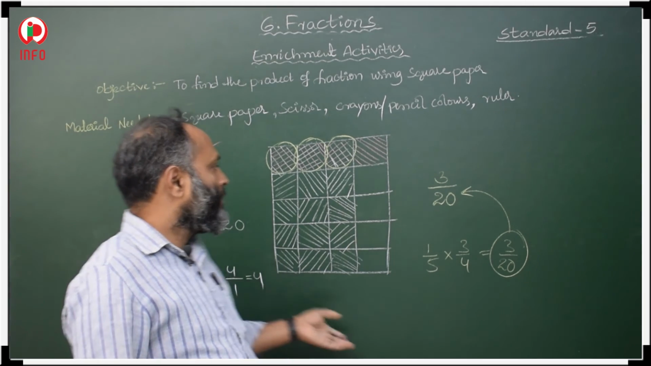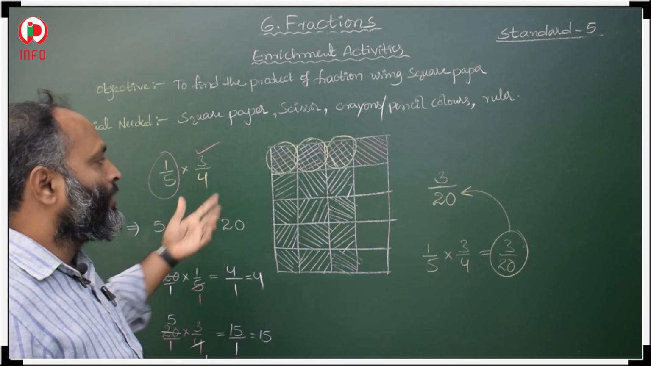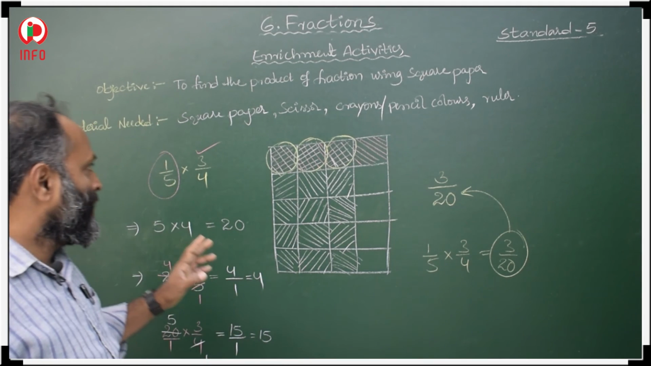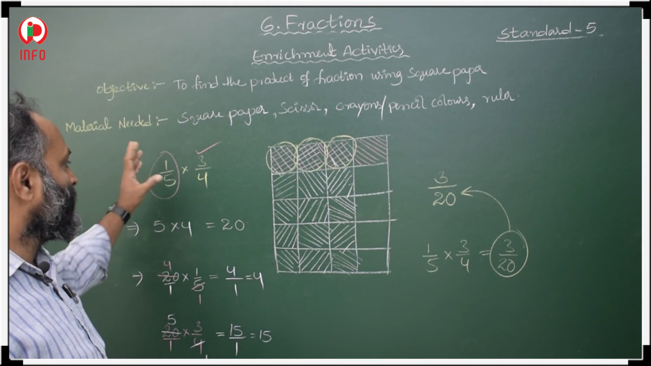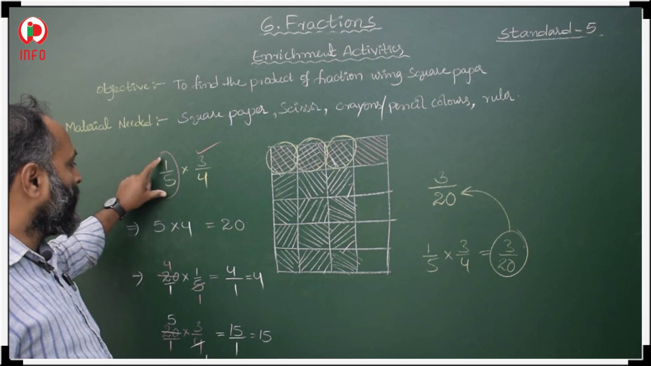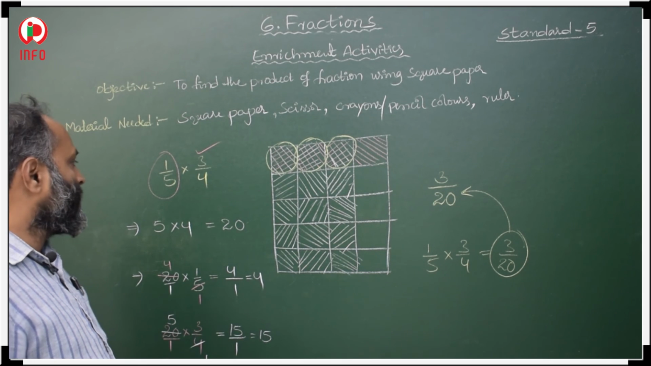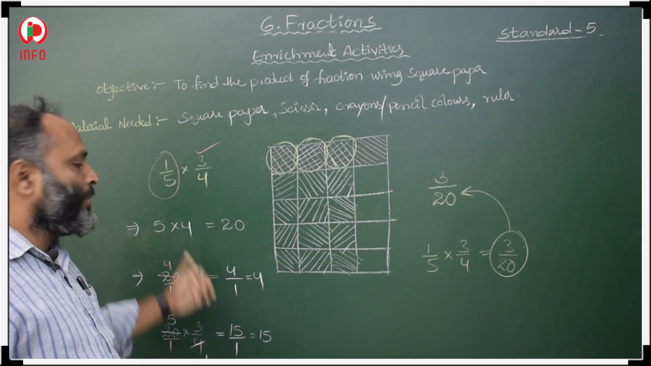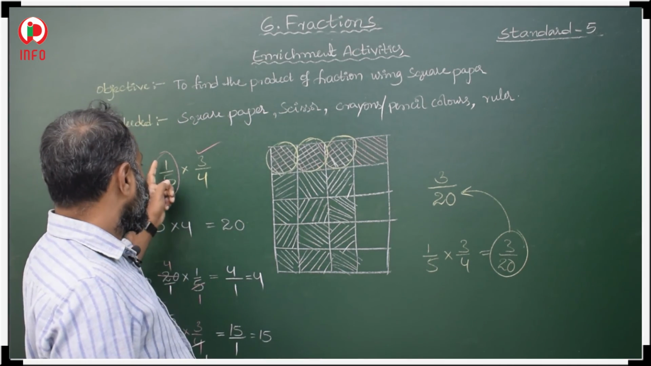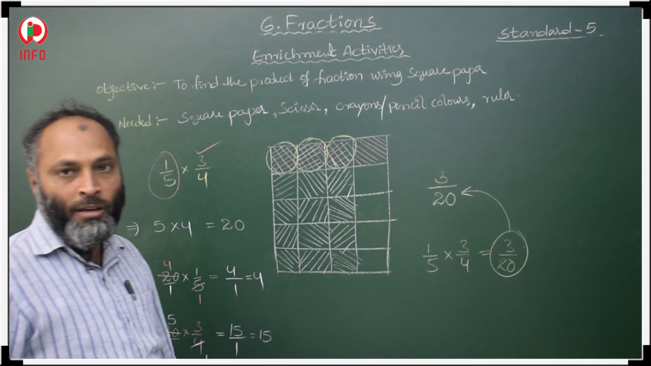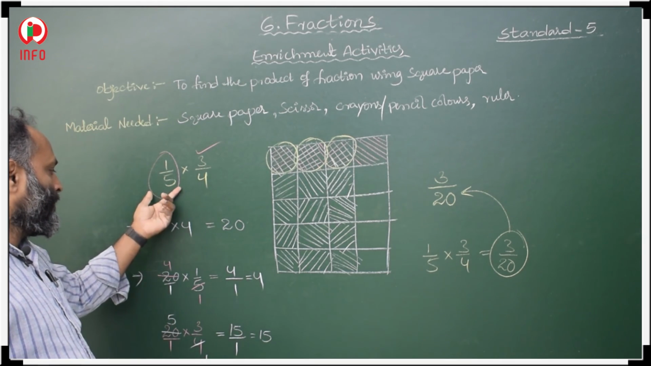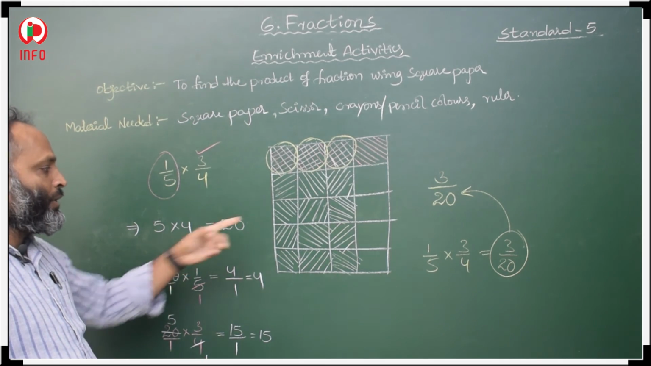Okay. So by doing this activity, you should know how to multiply fractions. Very simple, very easy. So what to do? First, whatever fractions you want, take your fractions. For example, I am taking here 1 by 5 and 3 by 4. First we multiply these denominators, which gives 20. So you prepare 20 grids, 5 rows and 4 columns. Then this 1 by 5 you have to multiply with 20 grids.